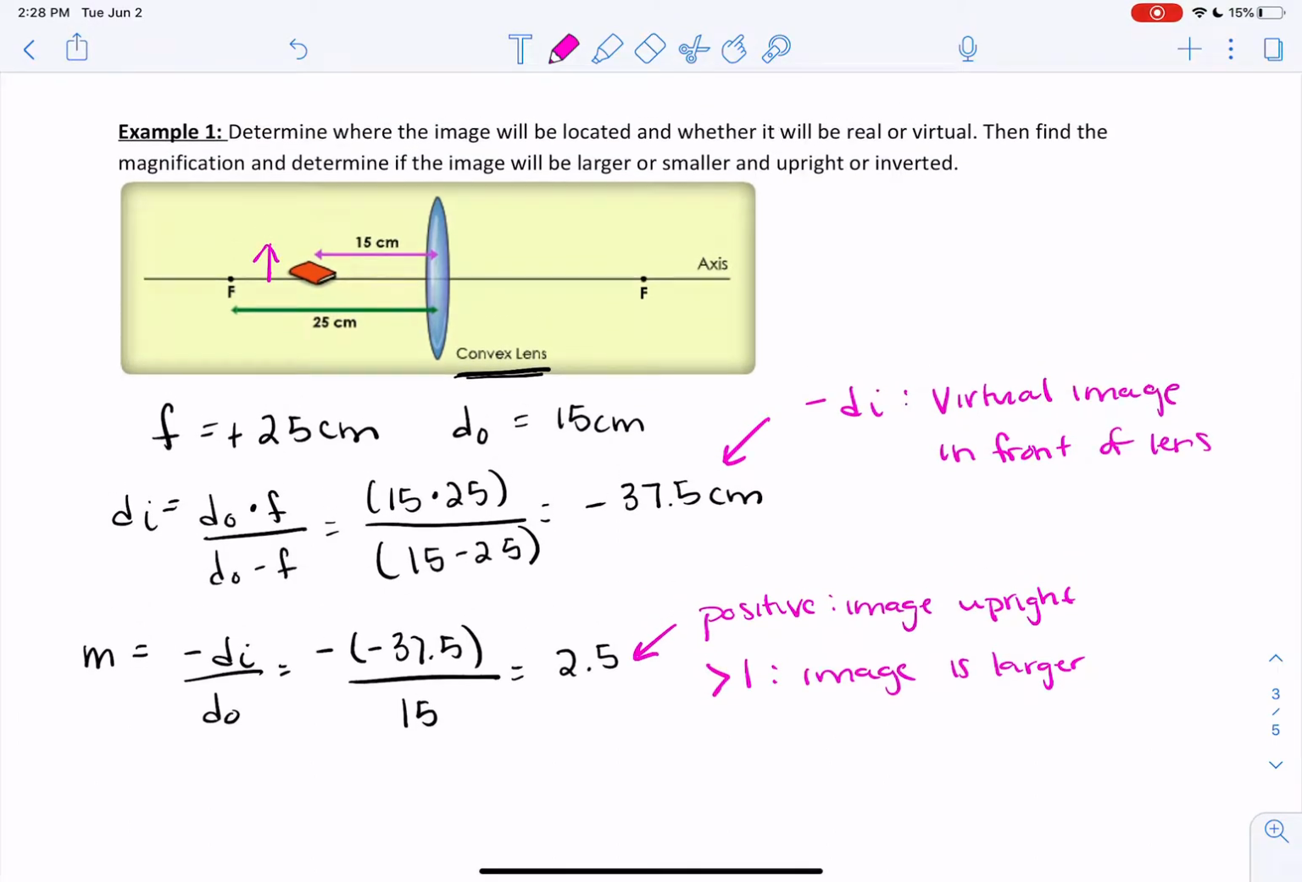So what we did here is we figured out our focal point and our distance of our object, checking the signs. Then we plugged into our first thin lens equation to figure out the distance of the image. We used the signs to figure out if it was virtual or real and in front of or behind the lens. Then we used our magnification equation and we figured out the sign led us to say whether it would be upright or inverted and larger or smaller.